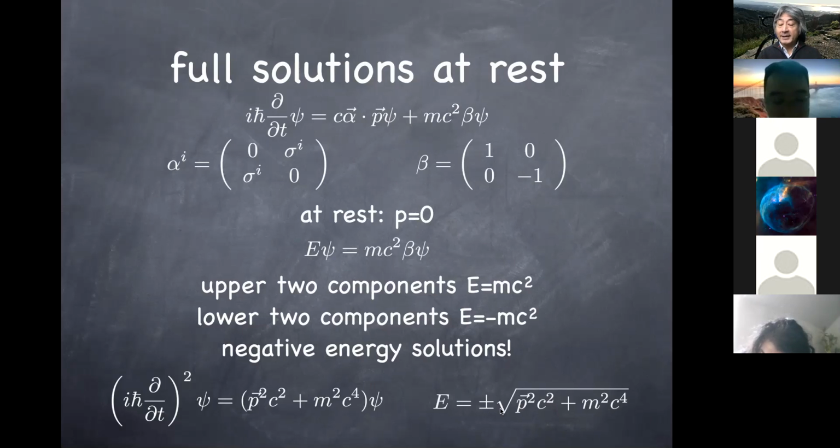It's always there because what we required is that energy squared is p squared c squared plus m squared c to the fourth. We always find the same number of positive energy solutions and negative energy solutions. There's no way out of it. Any questions on this slide?